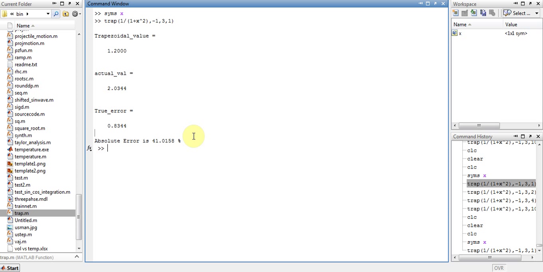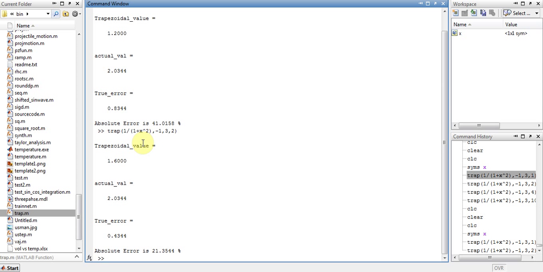As we know, if we increase the number of trapezoids, we get a value very close to our actual value. For example, I increase the number of trapezoids from 1 to 2. My trapezoidal value is 1.6, increased from 1.2, and the actual value is still the same. My error has also decreased from 41% to 21.35%. If I take maybe 6 trapezoids, my error approaches 1%.